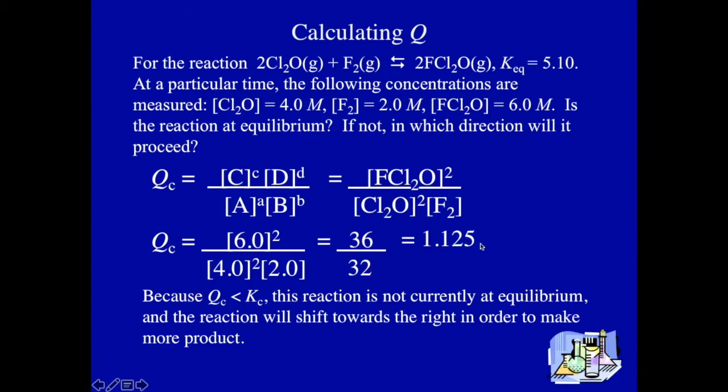That tells me that my concentration of fluorine dichlorine oxide needs to, actually that's what you could call it, but there's other names for it anyway. This tells me that particular compound needs to increase in concentration in order to get to my equilibrium constant of 5.10. So this number Q being less than the equilibrium constant means that the reaction is not at equilibrium, and we will need to make more product and reduce the amount of reactants in order for this reaction to reach equilibrium.